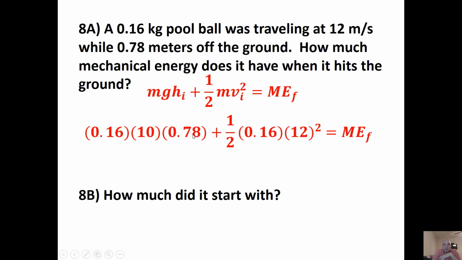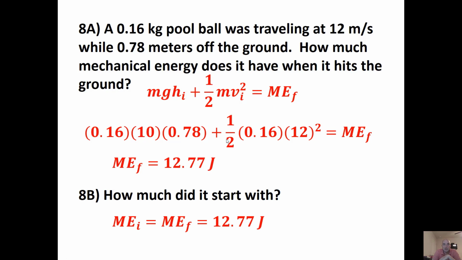So we can plug in the numbers, and once we solve for all of this initial potential and kinetic energy, we're going to know the mechanical energy at the end, because it's going to come from all the mechanical energy, or the potential plus the kinetic, at the beginning. And so when we get that answer, it's going to be 12.77 joules. And we would have started off with 12.77 joules, and we ended up with 12.77 joules. That's why we could do this equation right here.